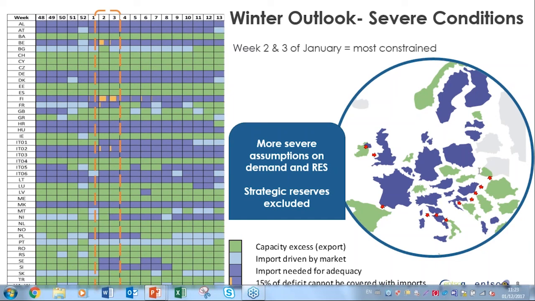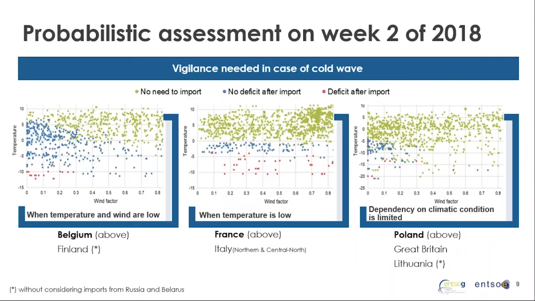So on the probabilistic assessment, we focused on week 2. As we saw on the previous slide, week 3 was also critical, but to a lesser extent. And the situation depicted in week 2 is also one of vigilance. I would say there is a need of vigilance in weeks 2 and 3, in particular in case of a cold wave, a severe cold wave in Europe.